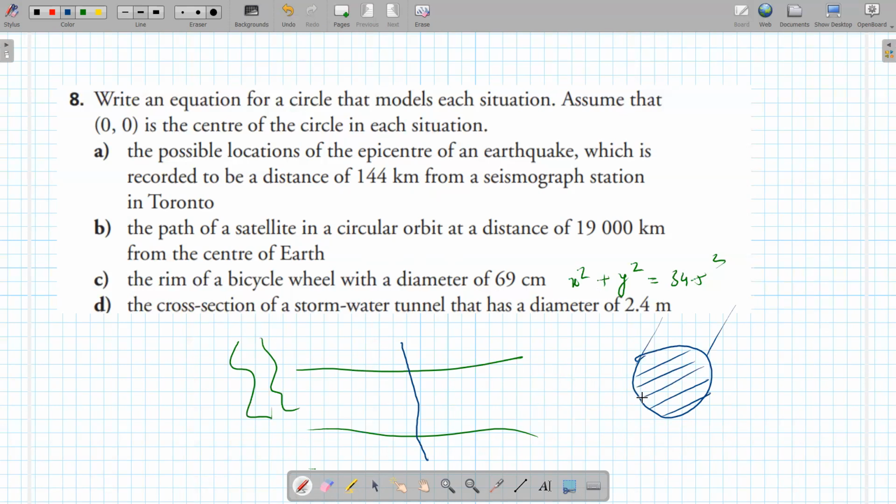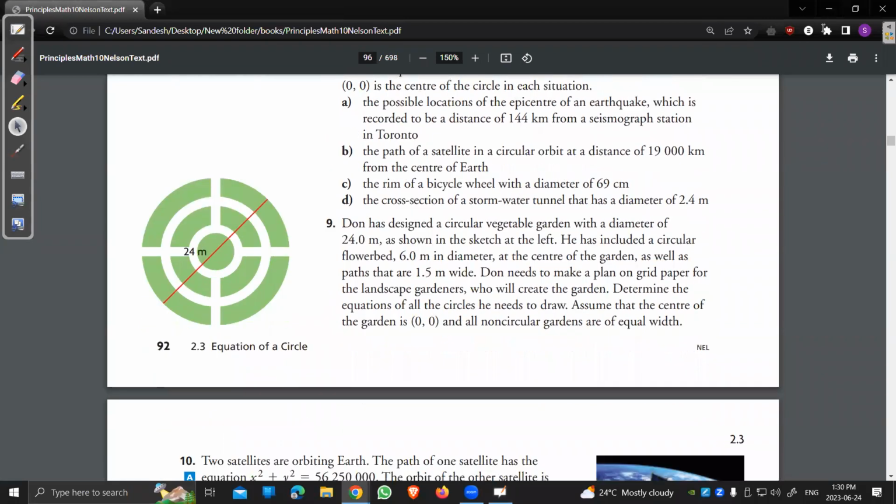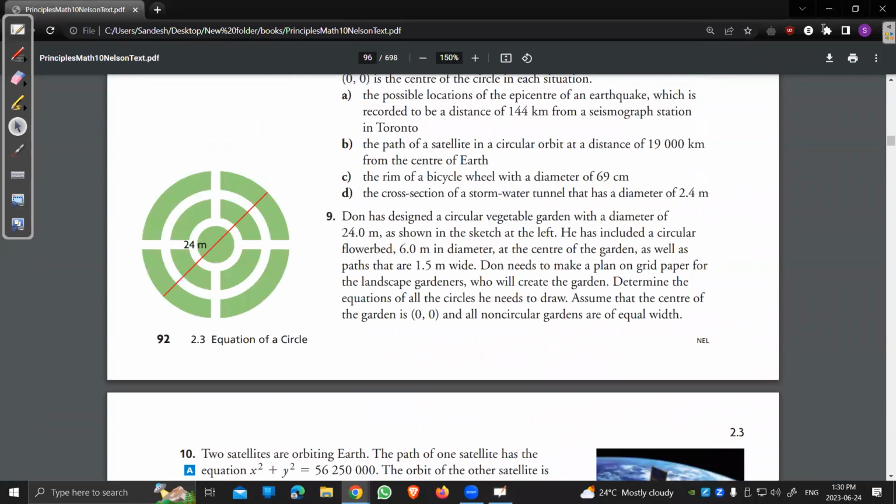So this cross section has a diameter of 2.4 meters, from here to here, 2.4 meters. That means you cut that in half because this equation uses the radius. X squared plus y squared is equals to 1.2 squared. And you are done with this question. These ones are pretty easy. This one, I don't know. This one looks tricky.